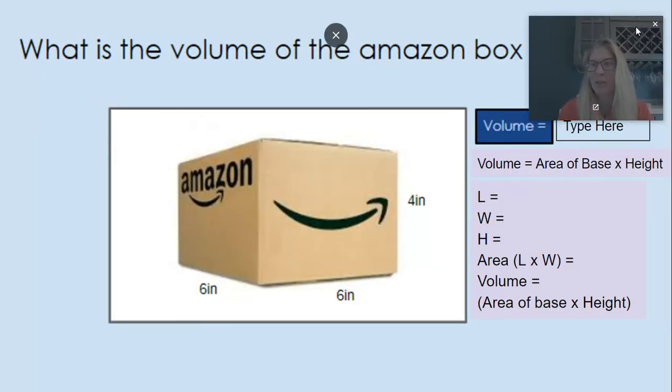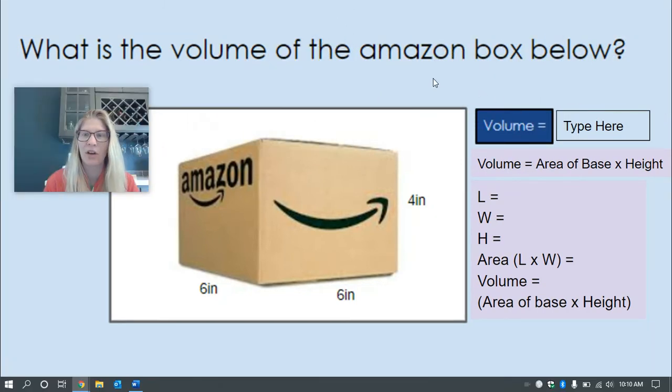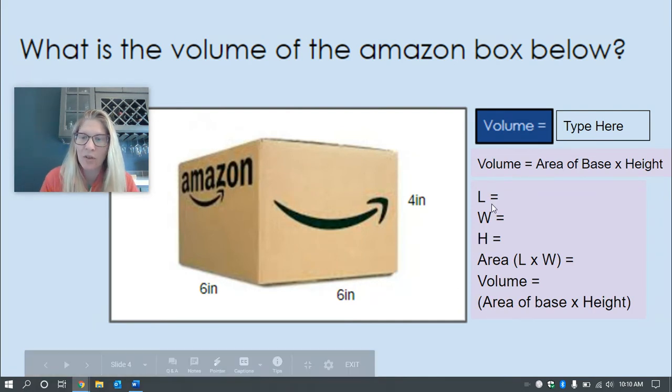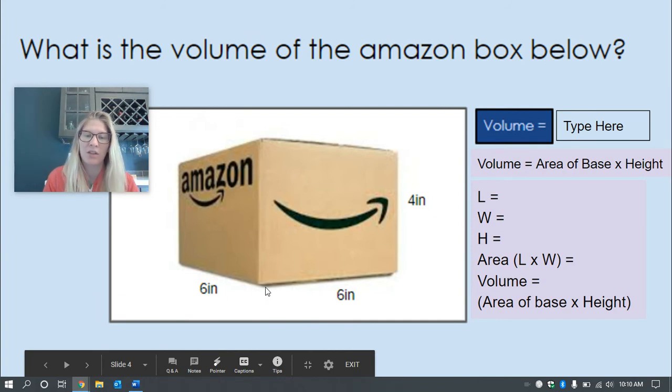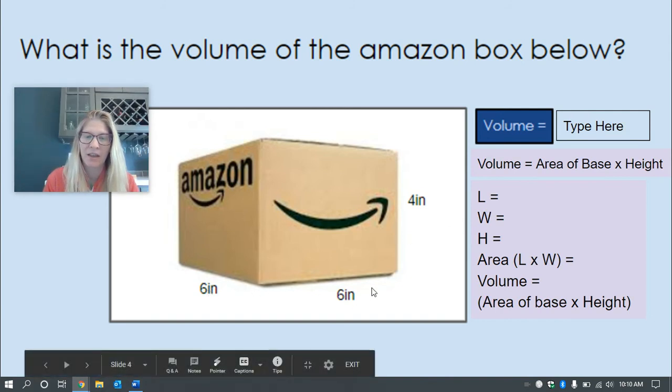So here's an example when you don't have cubes. It says, what is the volume of the Amazon box below? So it's 6 inches by 6 inches by 4 inches. So your first job is to label the length, the width, and the height. So I'm going to just call this side the length, which is 6, and this side the width, which is 6. Then that's going to make this the height.